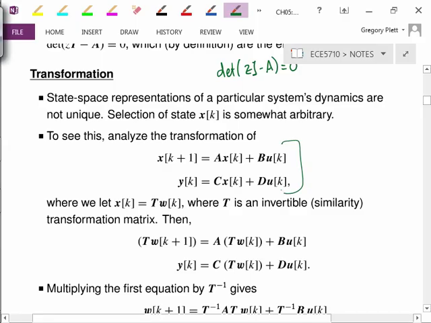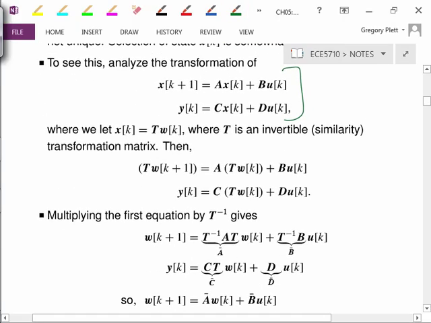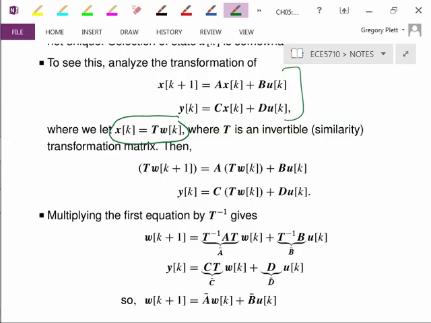Let's look at our standard state space form. This is something that should be becoming very recognizable to you. You look at that and say, oh, that's just a state space form. You'll see lots of them as we proceed. Here we are going to say that the state of the system x is equal to some matrix T times w. And the only stipulation on T is that it is an invertible matrix, which we also call a similarity matrix. So it transforms the x representation into a w representation, or vice versa.